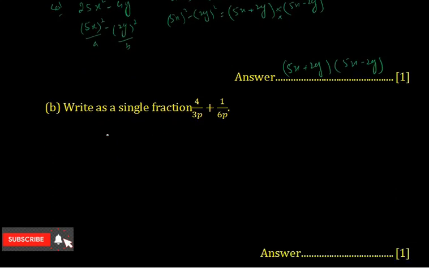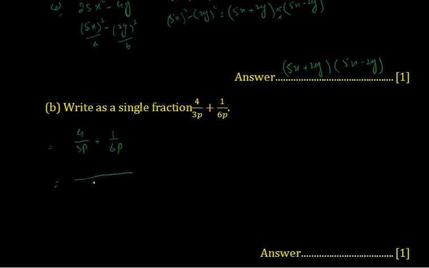Write as a single fraction. The fraction is given as 4 upon 3p plus 1 upon 6p, and the 2 numbers are fractions and we have to add them. So we take the LCM of 3p and 6p. Now 6p is multiplied to the numerator of the first one. So 4 multiplied by 6p plus 1 multiplied by 3p.